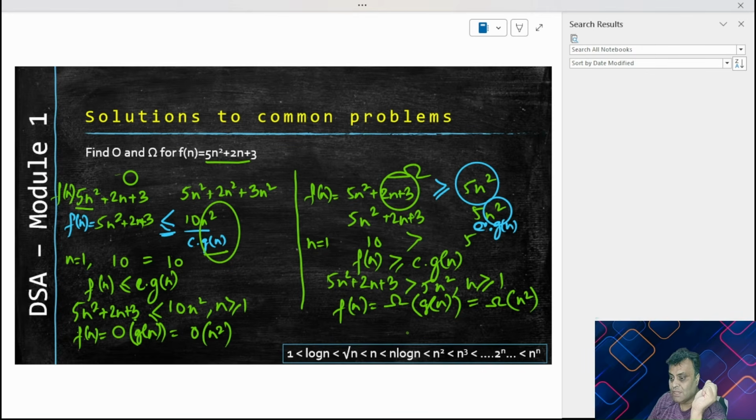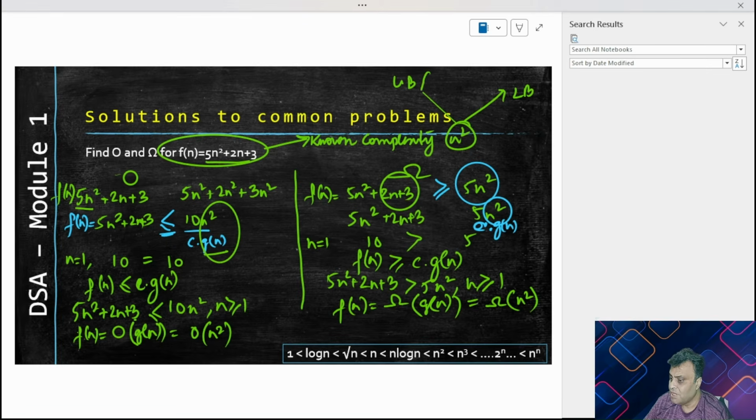So what are we saying? We are saying that this particular Fn is a known complexity class, which is n square. And if we ask for the upper bound or the lower bound, it will be n square. All of these will be n square because it's a known complexity class.